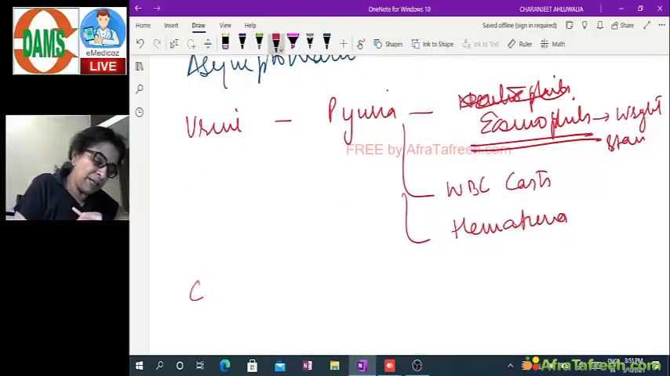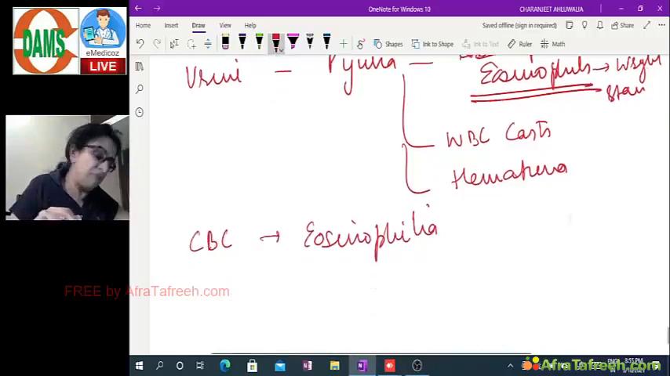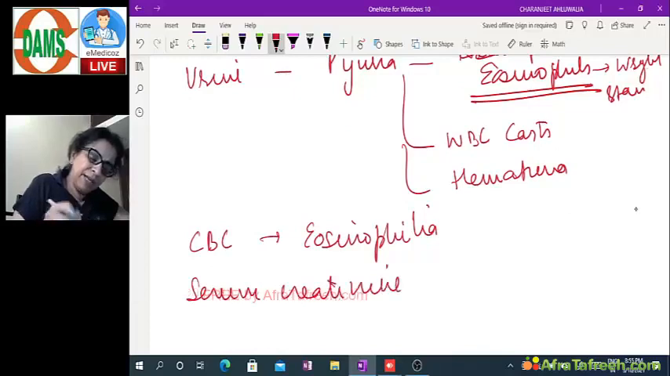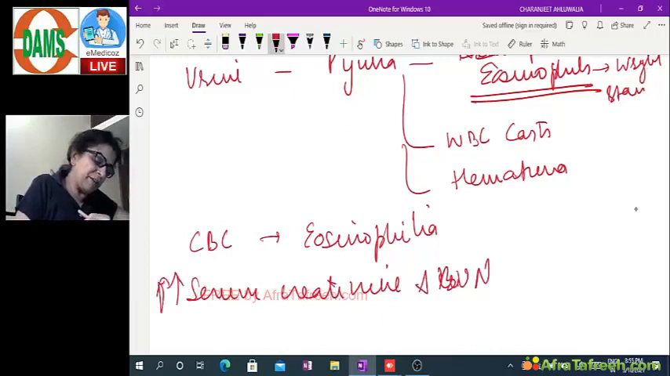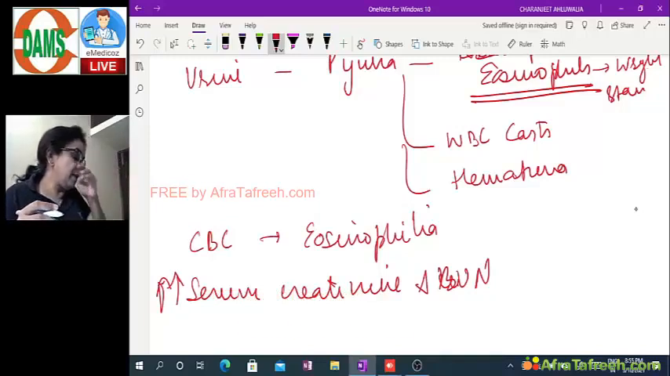Then blood. If you do a blood examination, a CBC, complete blood count, the patient will have eosinophilia. The eosinophil count in the blood will be increased. Then serum creatinine and blood urea nitrogen will also be elevated, so azotemia. So this is what you see in tubulointerstitial nephritis, very important.